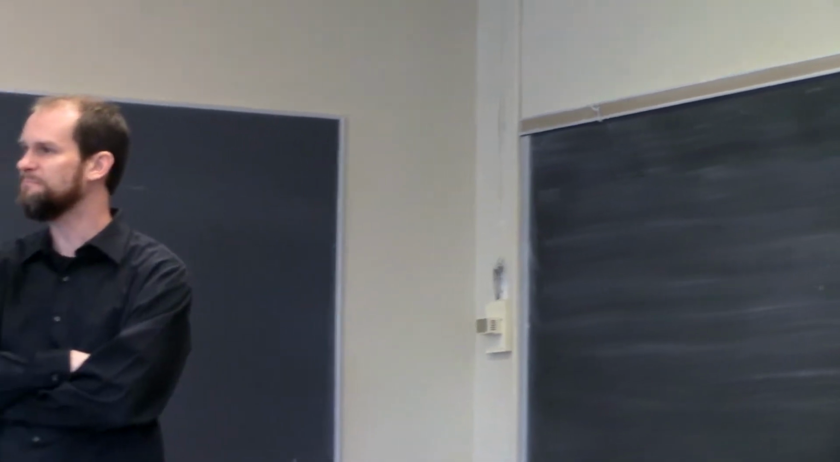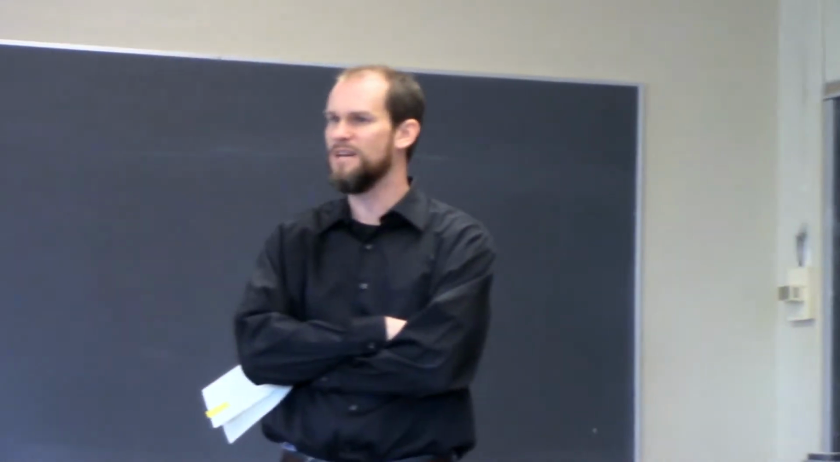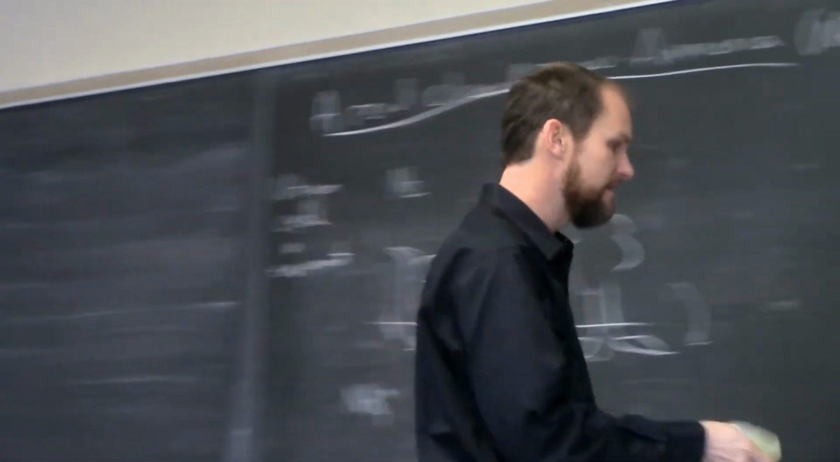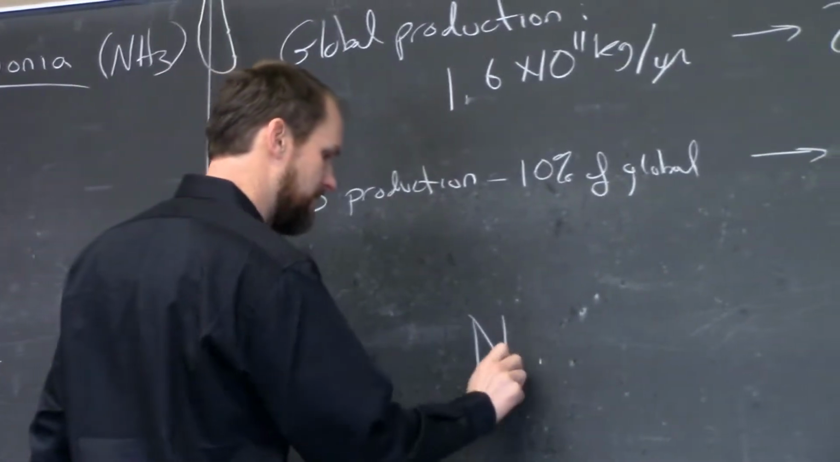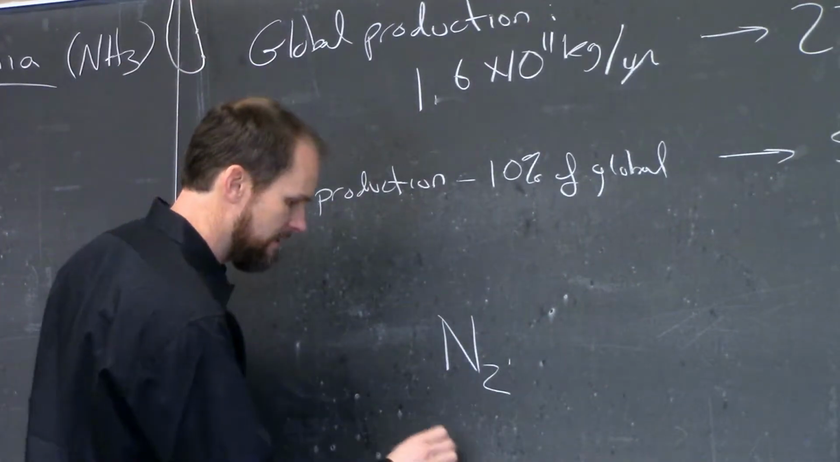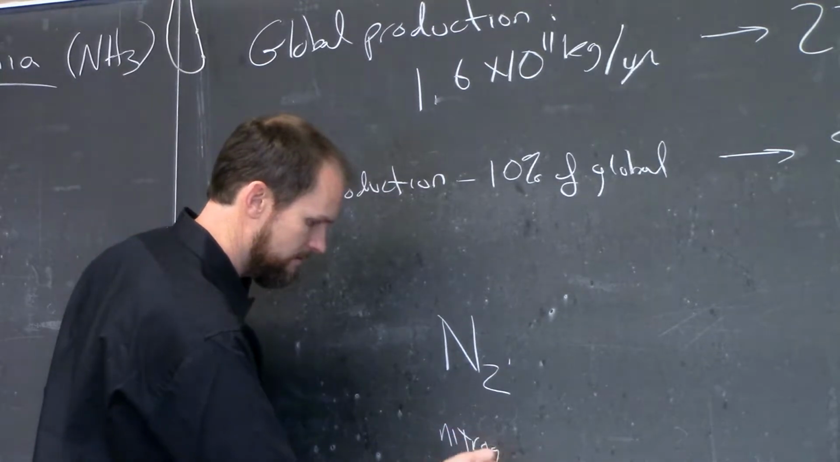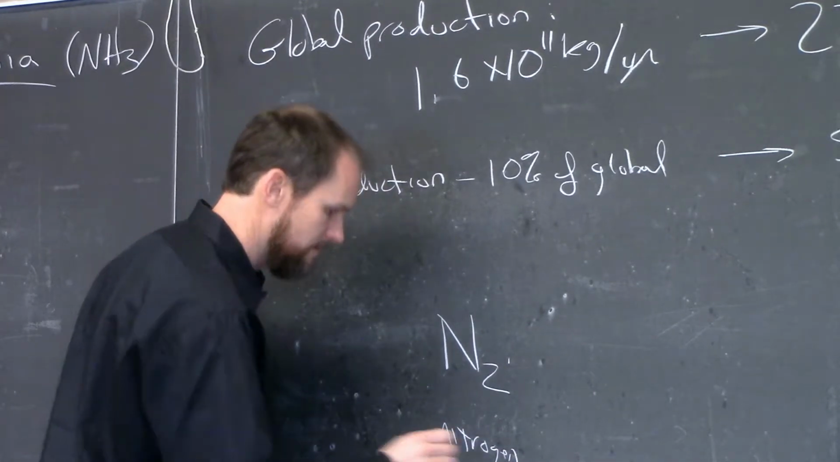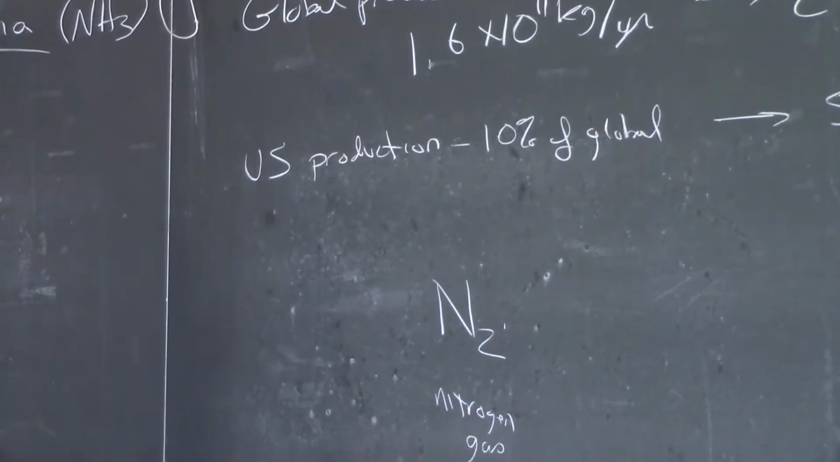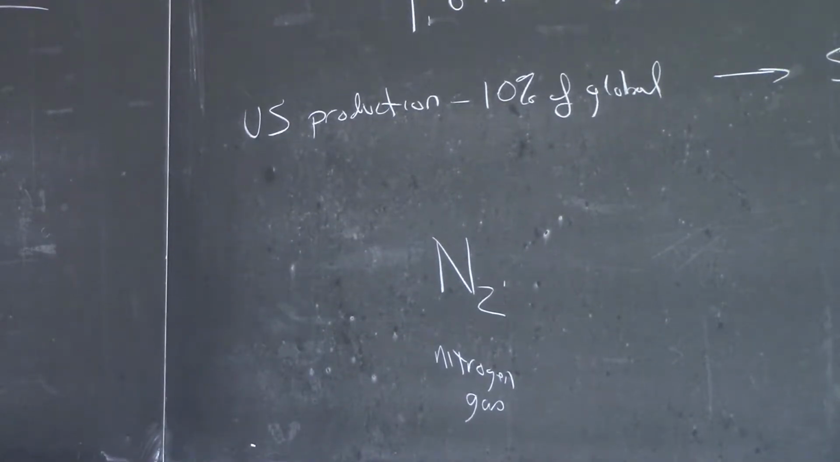How do we produce it? What would you make ammonia out of? Where's our cheapest source of nitrogen? Air. The air is almost 80% nitrogen, so that's a good place to get it from. So we need nitrogen from the air. Where are we going to get the hydrogen from? Water.